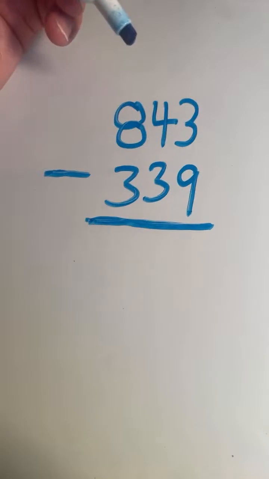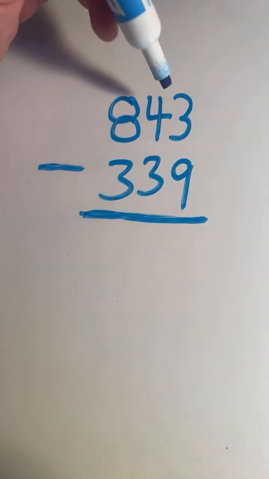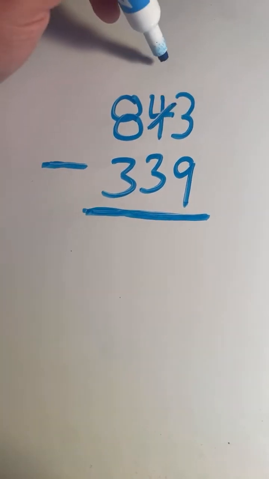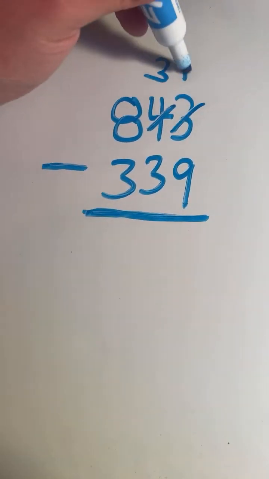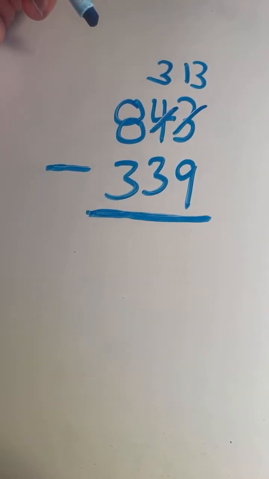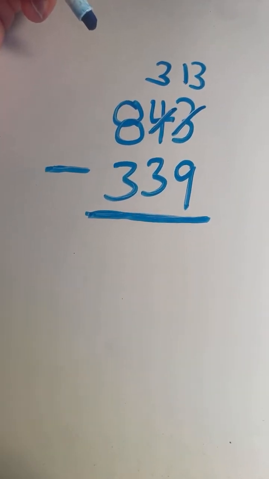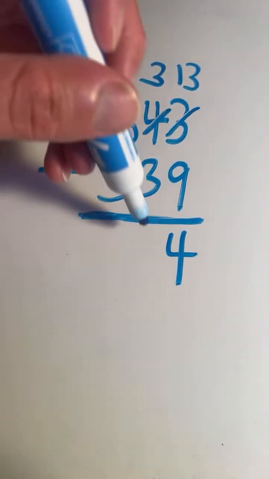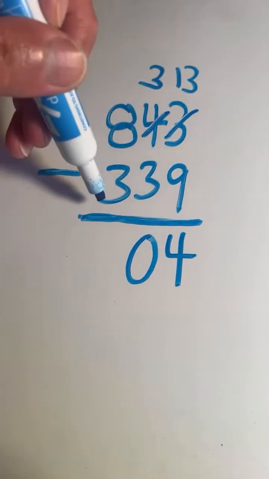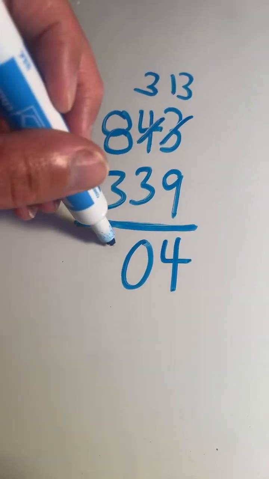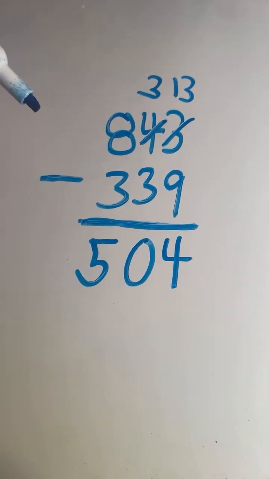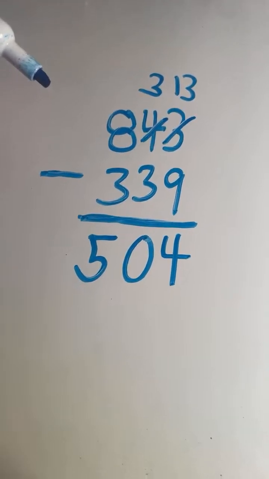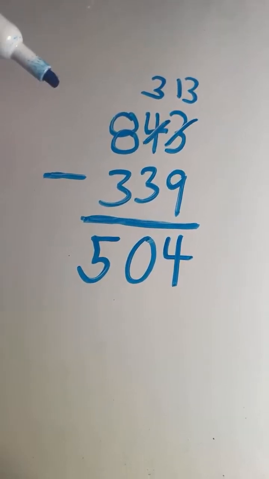So what we need to do is take a 10 from the tens place and add it to the ones place. So the 4 is going to become a 3. The 3 is going to become a 13. And now we are ready to subtract. 13 minus 9 equals 4. 3 minus 3 equals 0. 8 minus 3 equals 5. And we have our final answer. 843 minus 339 equals 504.